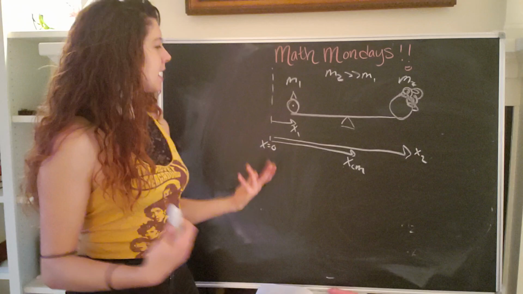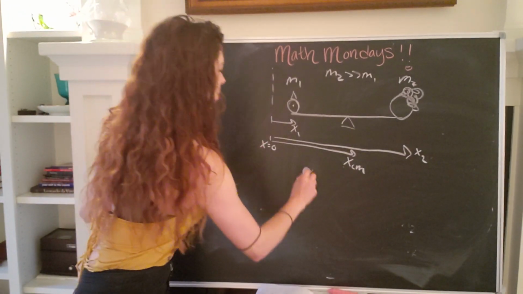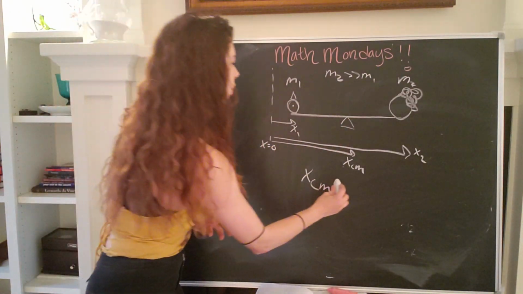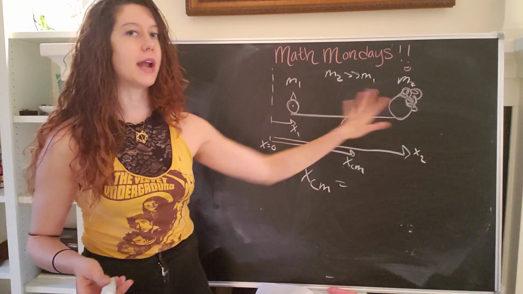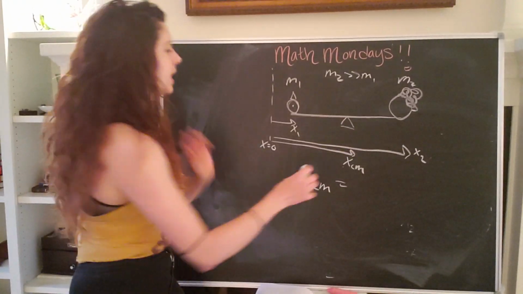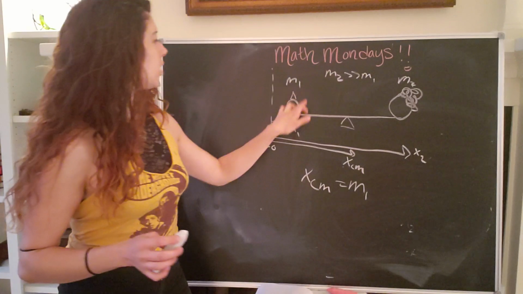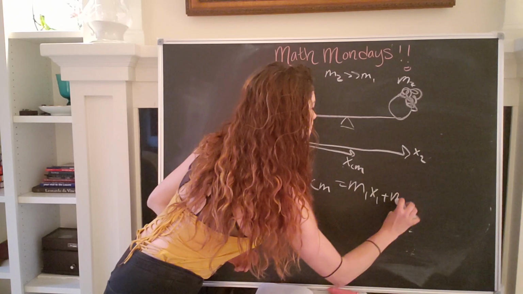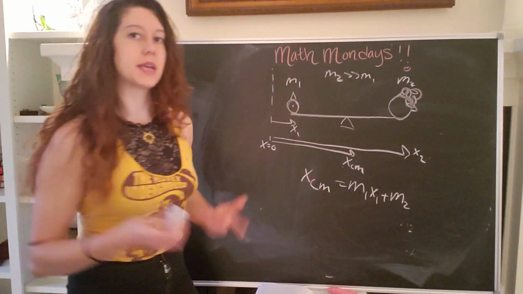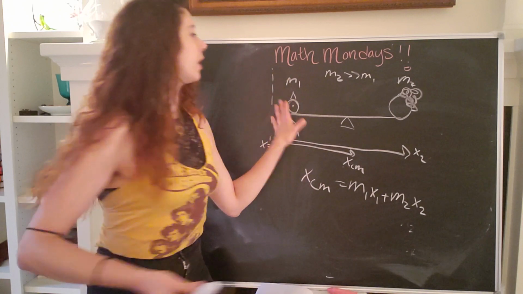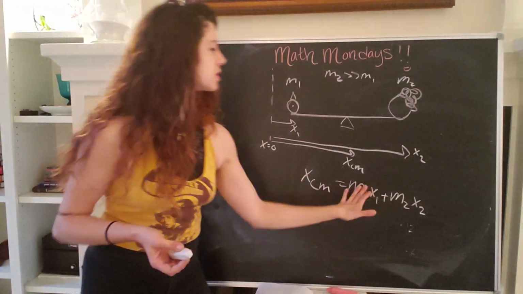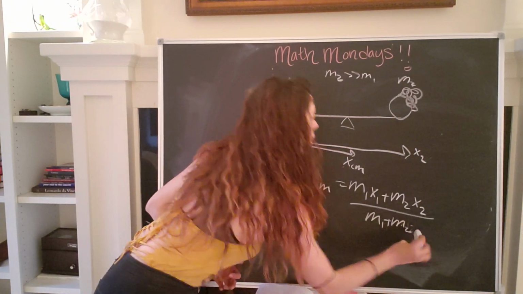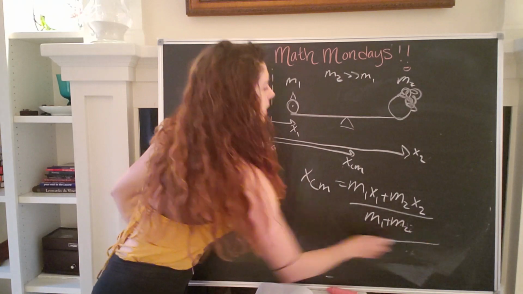Okay, so now we do the weighted average. The location, or the distance of the center of mass from our origin point, is going to be equal to the weighted average of the masses. To do that, we add up the masses, multiplying each individual mass by its distance from the origin. So that would be m1 times x1 plus m2 times x2. If we had multiple objects on our seesaw, we could just keep adding them, and then we divide by the total mass of our entire system. So this is what I mean by a weighted average.